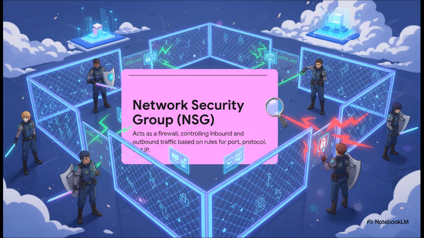And if the VNet is the fence, the network security groups, or NSGs, are the security guards at the gate. An NSG is basically a simple but powerful firewall. You create a list of rules that control exactly what kind of traffic is allowed in and what's allowed out. For example, you can make a rule that says, only allow web traffic in from the internet, and another one that says, let my web server talk to my database but block it from talking to anything else. It gives you this incredibly fine-grained control over security.